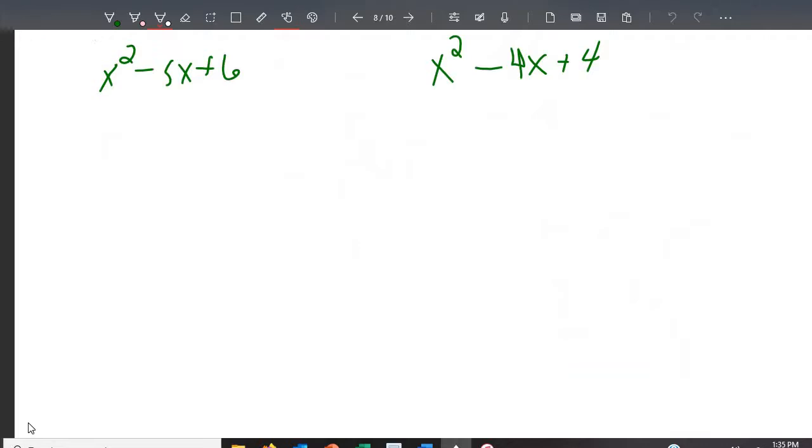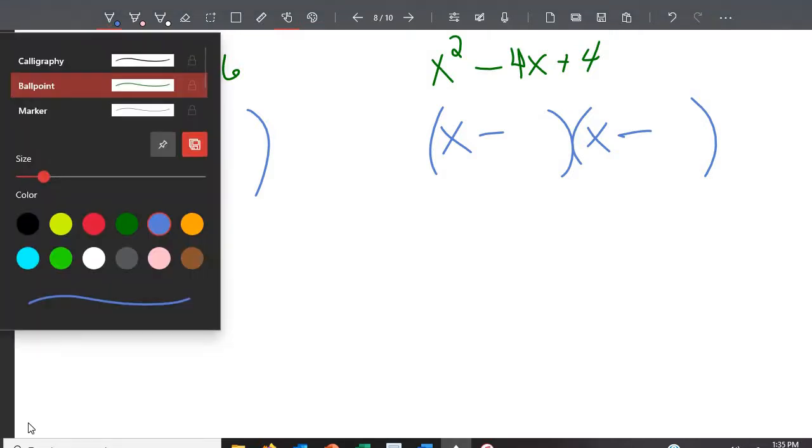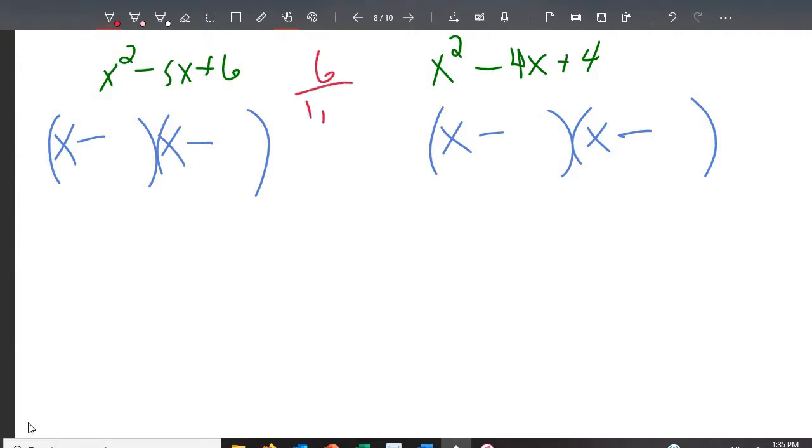Alright, let's do a few that have negative signs in the middle. It's no different. It's just this time we've got negative signs in the middle. Remember, if there's a plus sign at the end, the signs are the same in the parentheses. So let's list out the factors of 6. 1 and 6, 2 and 3, -1, -6, -2, and -3. Alright, I'm looking for -5. These two give me the -5, so we're going to put a 2 in one and a 3 in the other.